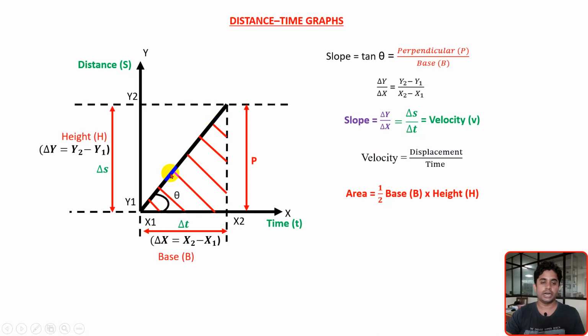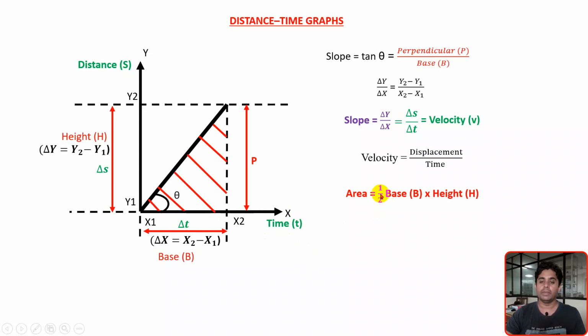Now, if I consider the shaded triangular area and want to find the area of this triangle, what is the basic formula? The area of a triangle is 1 half base into height, right? For this shaded area, what is the base? Base is delta x, or delta t, and height is this perpendicular distance, delta y, or delta s. Remember, in this distance time graph, delta y is the change in distance and delta t is the change in time interval.